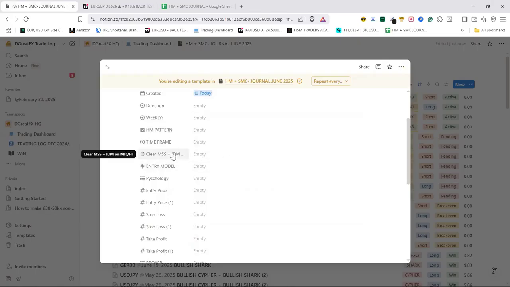Now, clear market structure shift. That is, do we have a change of character and inducement liquidity? It is a yes or no. You can add this one there. Clear market structure shift plus inducement liquidity, yes or no, you add it.